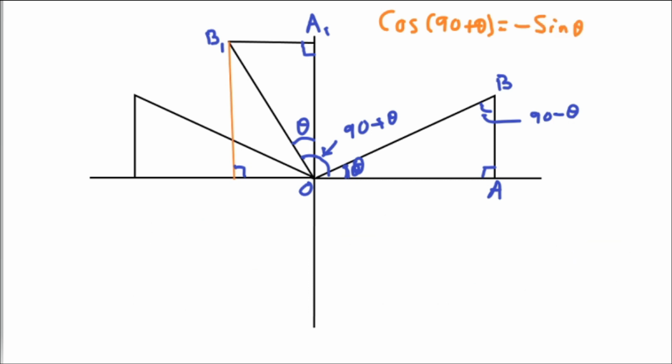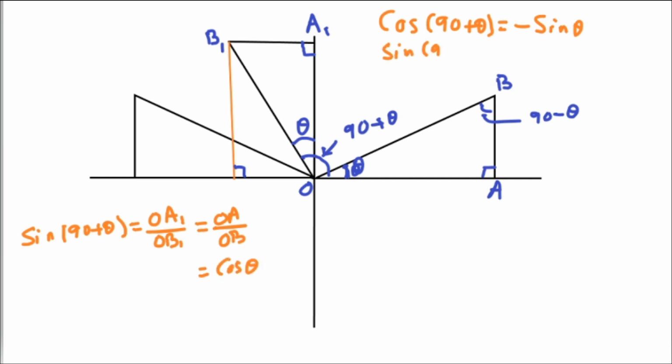Let's say we calculate the value of sin of 90 plus theta. Now the perpendicular is OA1 and the hypotenuse is OB1. So by the rule of similar triangles, OA1 by OB1 will be equal to OA by OB if compared to the original triangle in the first quadrant. So OA by OB in the first quadrant represents the value of cos theta. So sin of 90 plus theta is equal to cos theta.